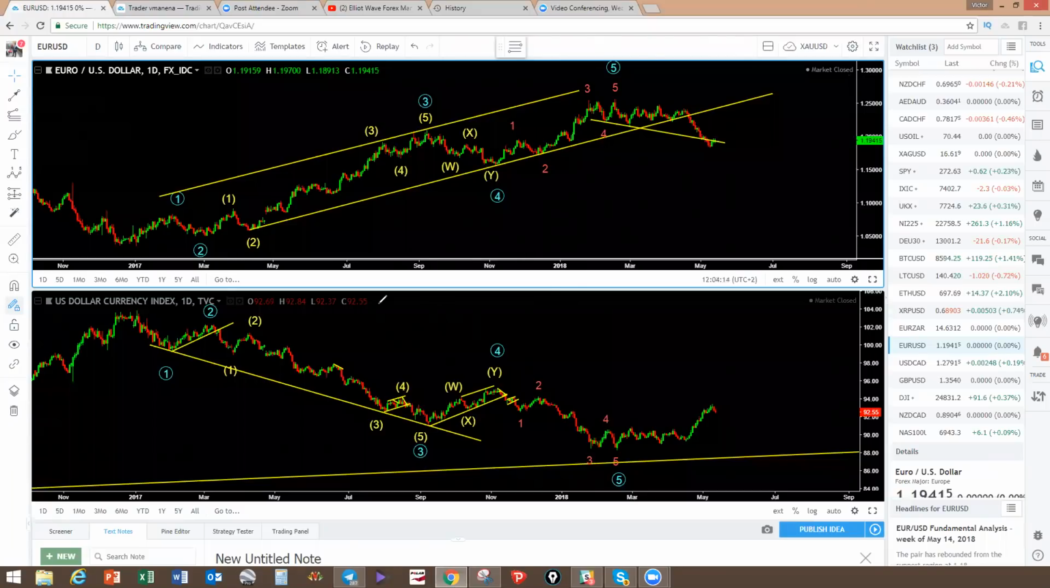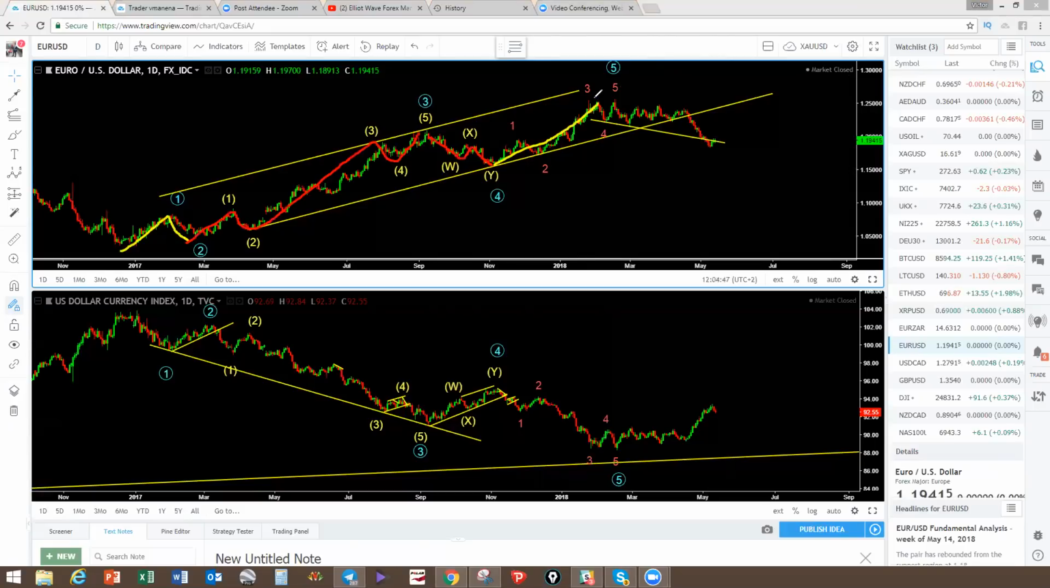It's easy to see that there's an inverse correlation between Euro US dollar and the dollar index. Top chart is the Euro US dollar, bottom chart is the dollar index. If you see here, it's clear. We've got 1, 2 in the higher degree. Internally, we've got 1, 2, 3, 4, 5, which build up a wave 3 in the higher degree. And then a wave 4 here, and then our wave 5 like that, which has completed.